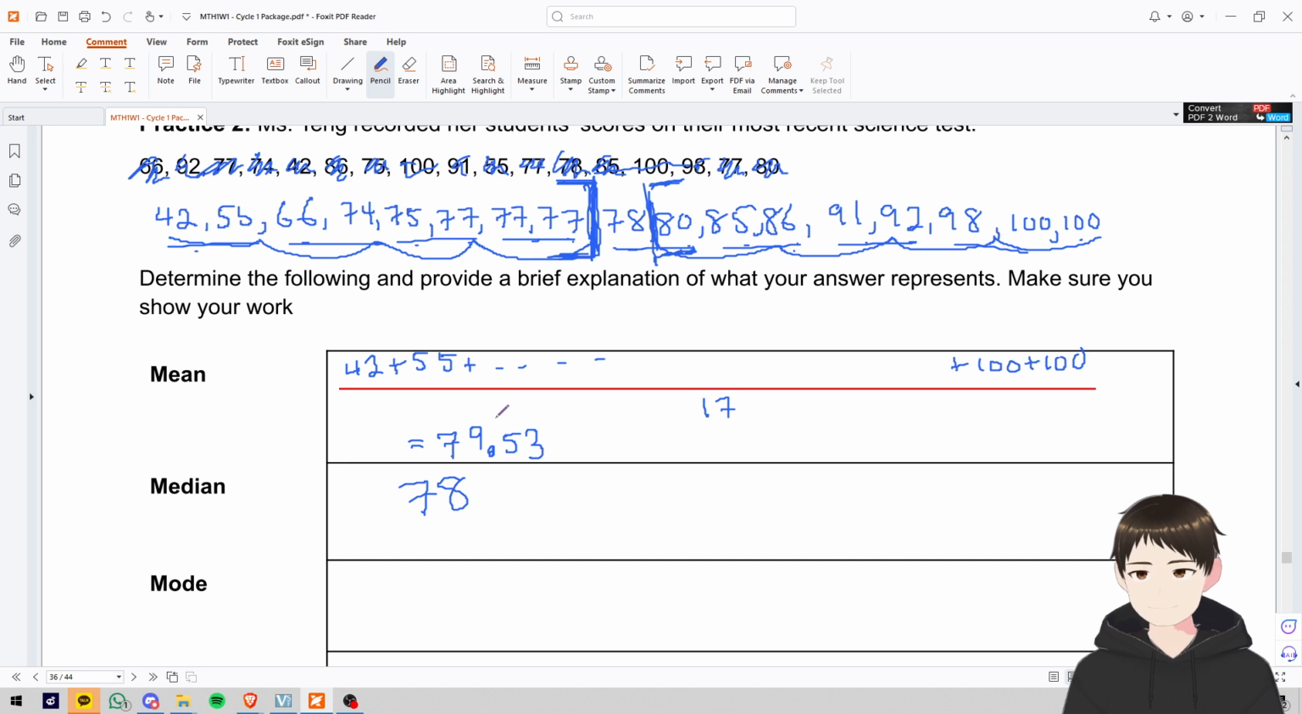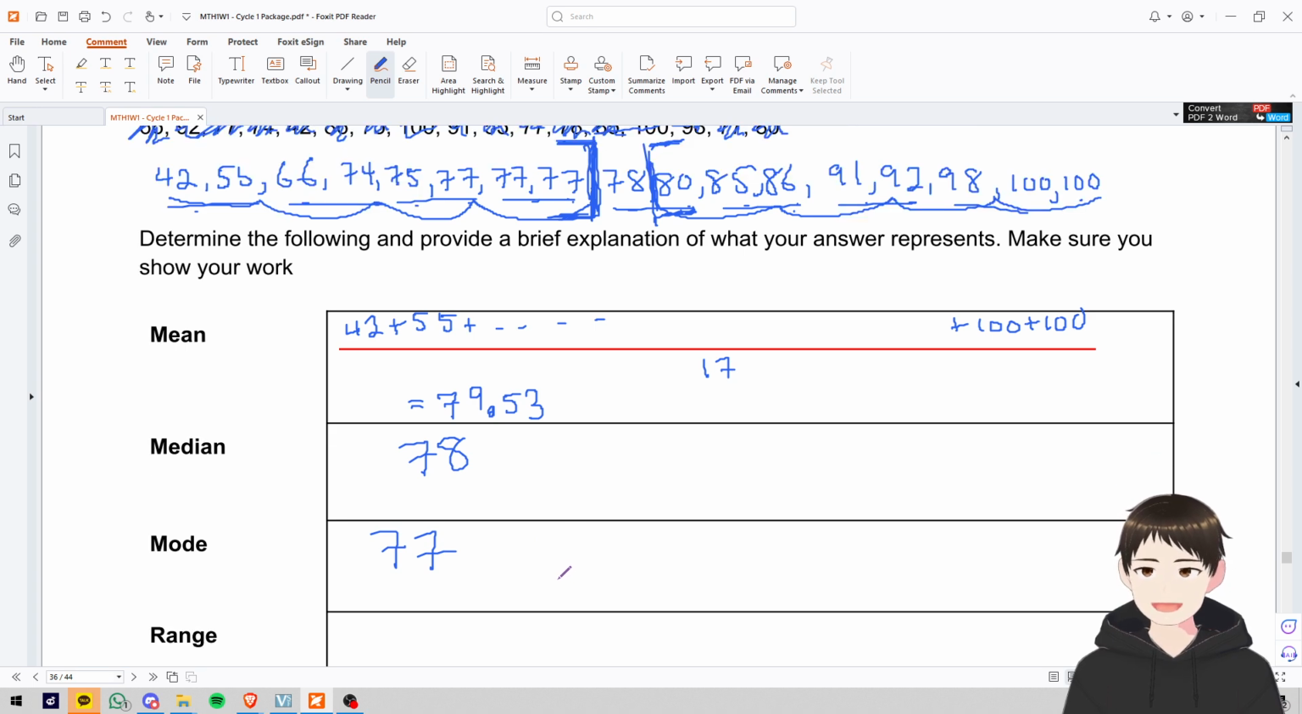The mode, 77 occurs 3 times. So 77. And the range, 100 minus 42 is 58. All the marks fall within 58% of each other.